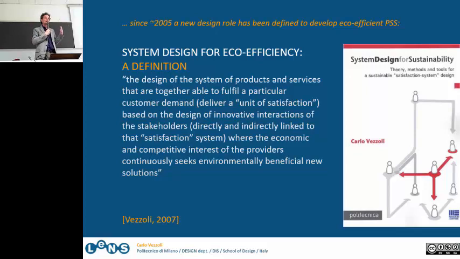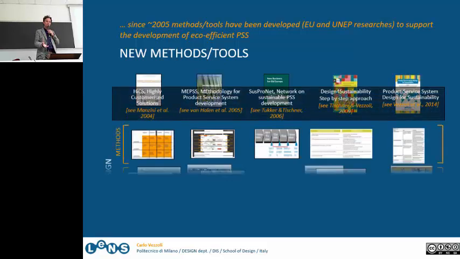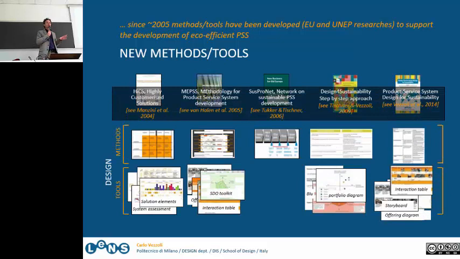So a discipline of designing sustainable product service systems came up, not only designing products, but designing the services and something more articulated. So in those years, since 2005, new methods and tools started to appear, and they were mostly financed by European Union projects. I was taking part in several of those, or by the United Nations Environmental Program, which financed some projects about this.